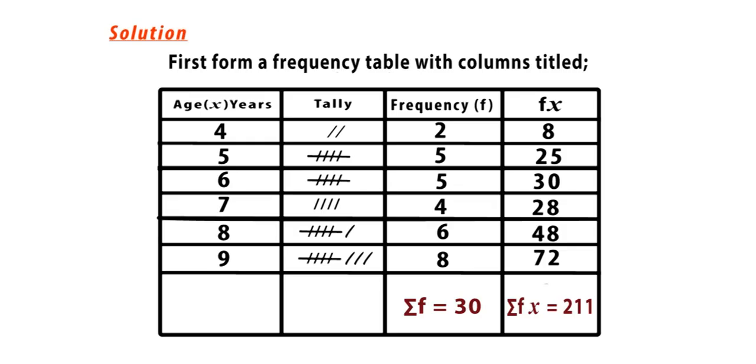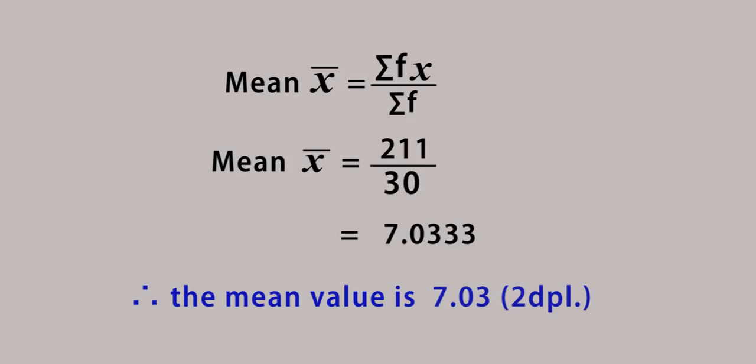Good. With the mean formula, that is x bar equal to sigma fx over sigma f. Sigma f is 30. That is the total number for the frequency. And sigma fx is the total for fx. That is 211. So we'll make it 211 over 30, which will give us 7.033. Therefore, the mean age is 7.03 to 2 decimal places.